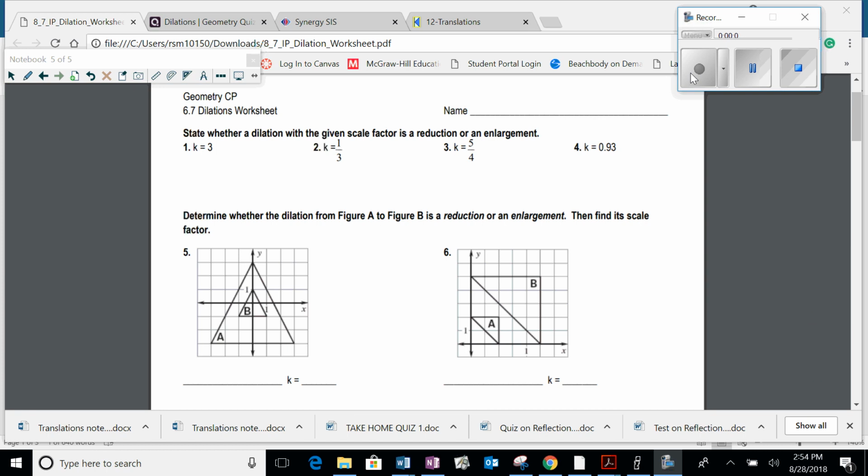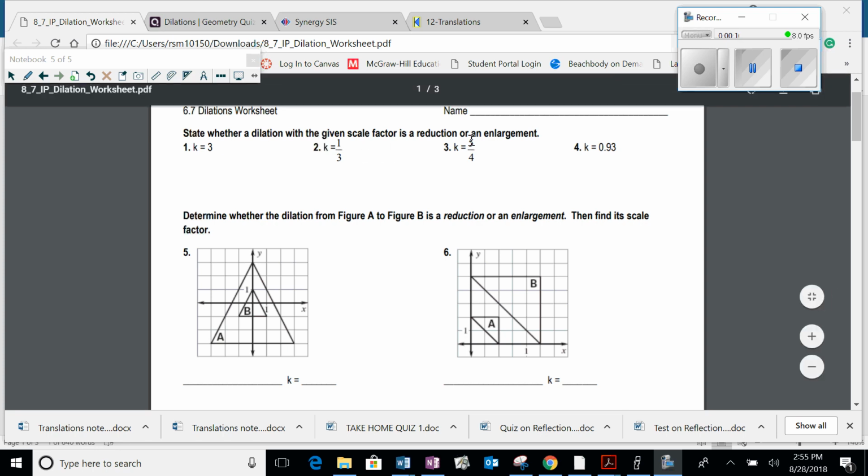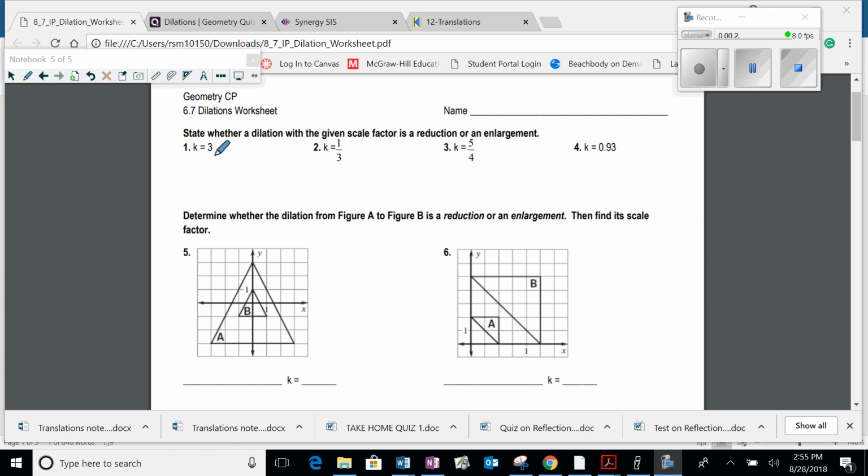Dilations today. A dilation is when you make a figure larger or smaller. The shape stays the same, but the size changes. So this first part says, state whether the dilation for the given scale factor results in a reduction or an enlargement. So I'm going to look at number 1, k equals 3.